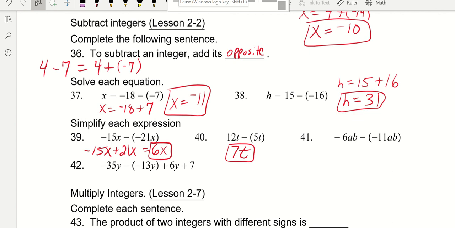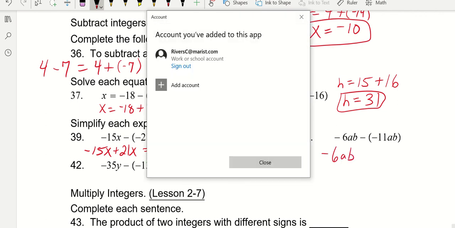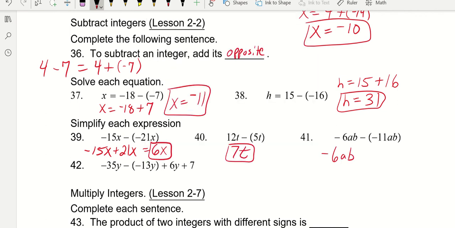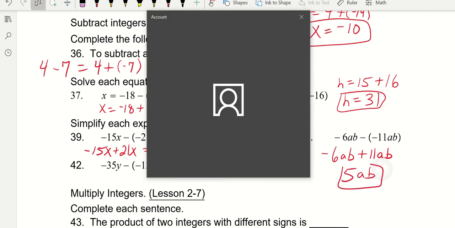Number 41. -6ab minus -11ab. So -6ab, these are like terms. We have the same variables, a and b. When we subtract a negative, we have to add 11ab. Okay, what's further from 0? Negative 6 or positive 11. Positive 11 is, so we know the sum's going to be positive. How far is 11 from 6? They are 5 apart. So 5ab is what we get on that problem.